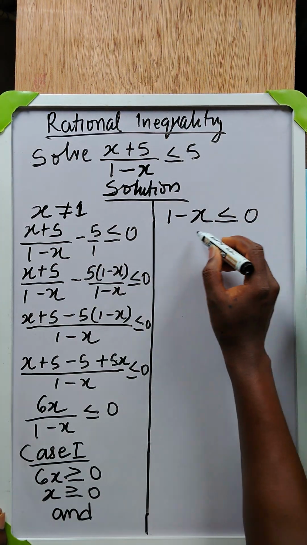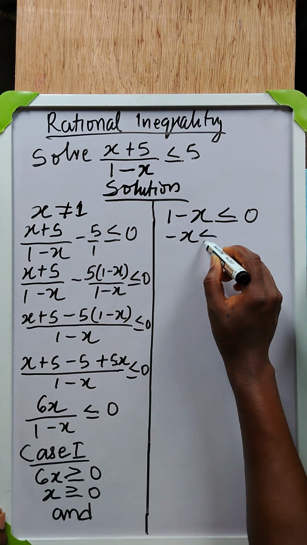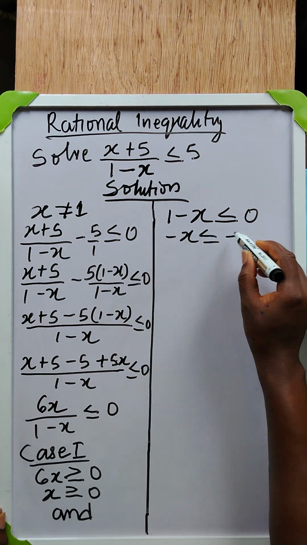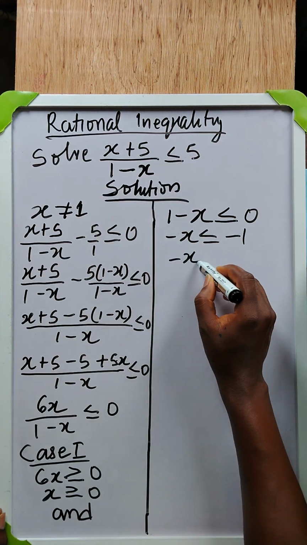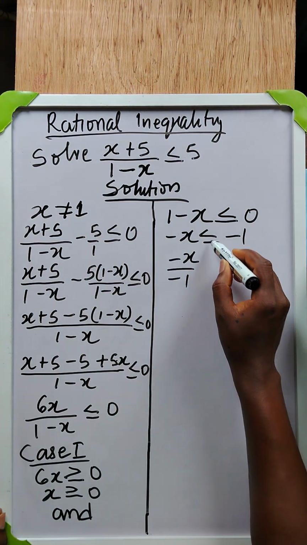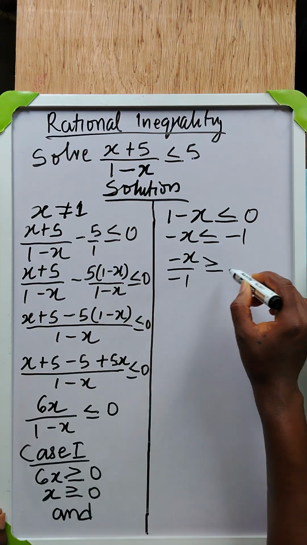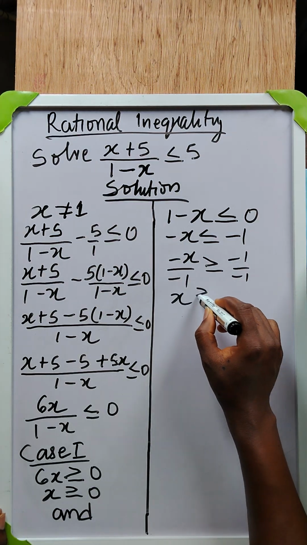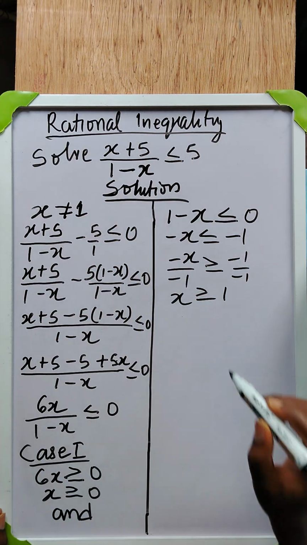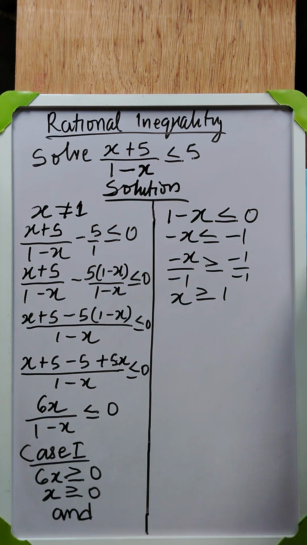Now, transpose this, you have -x is less than or equal to -1. Now, divide both sides by -1. Negative x divided by negative 1 will invert this, is greater than or equal to negative 1 over negative 1. Now, we are left with x is greater than or equal to 1. So we found two sets of solution here, that x is greater than or equal to 0 and x is greater than or equal to 1.